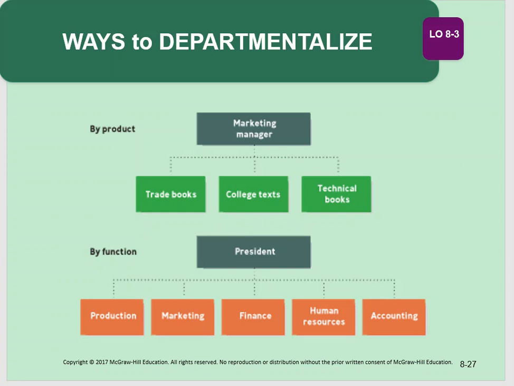Probably the most popular way that companies departmentalize can be shown by the second way, which is by function. So for instance, looking at the slide here near the bottom, you can see that this company is departmentalized by the various functions that it does, whether it's finance, accounting, human resources, production, marketing, information technology, etc.